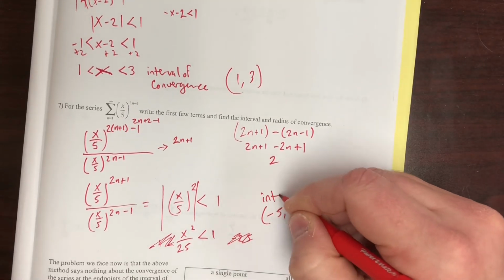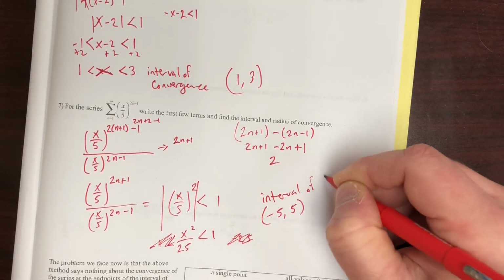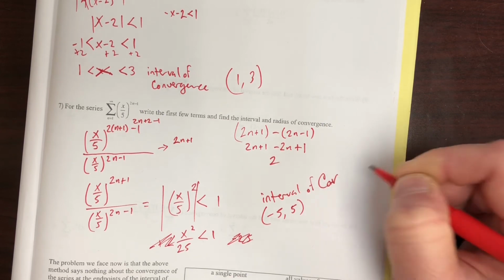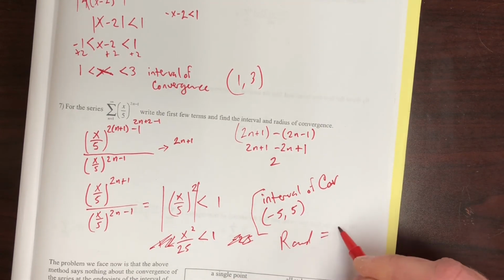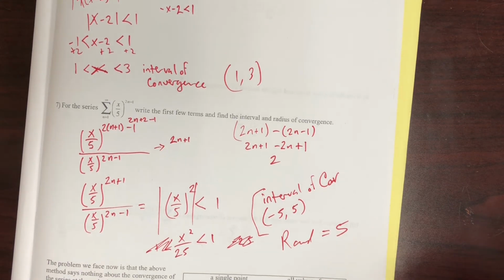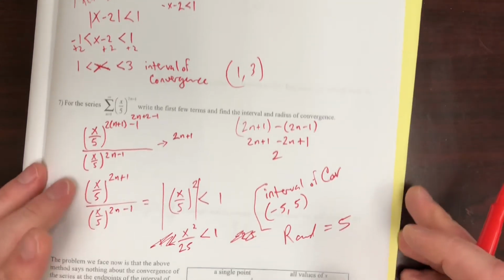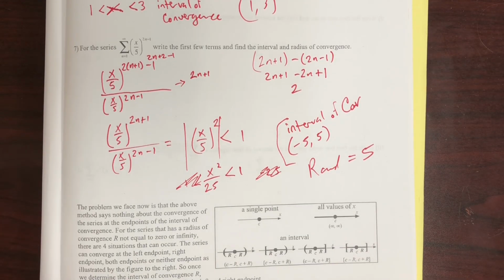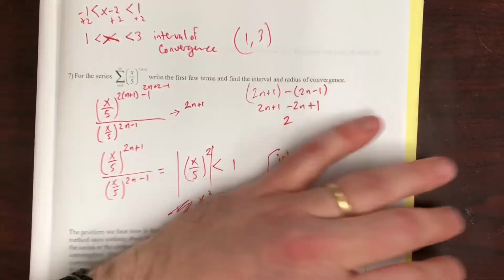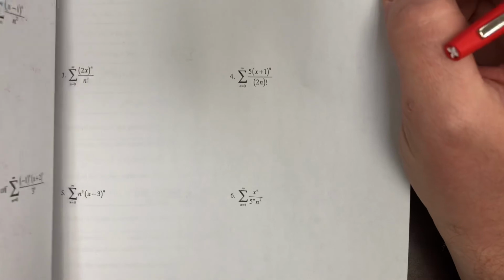That's our interval of convergence. And then what's our radius then? We also have to figure out the endpoints. And this is kind of the last little bit for power series and radius of convergence and so on and so forth.